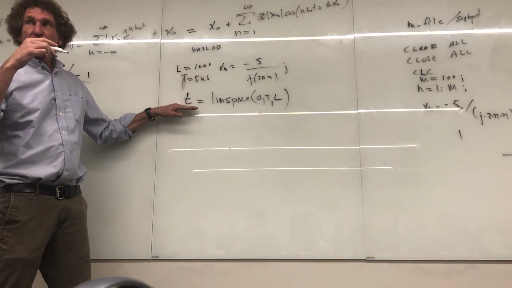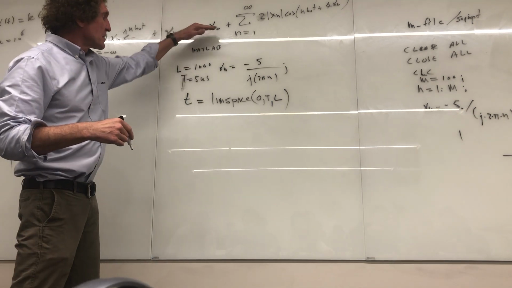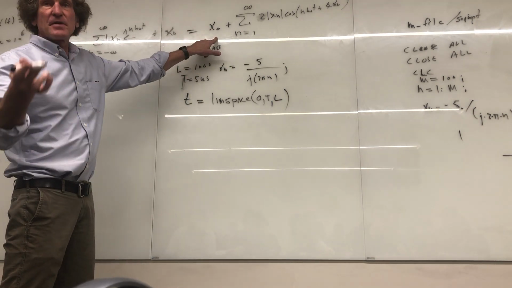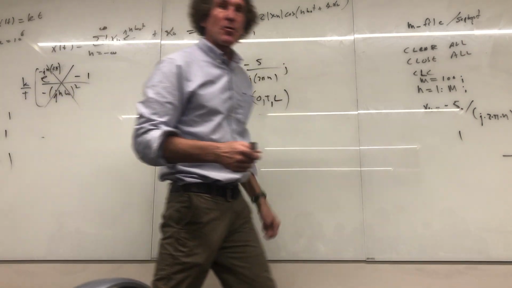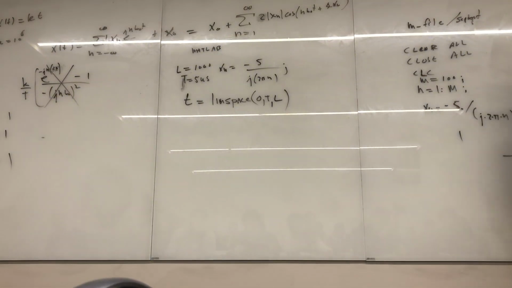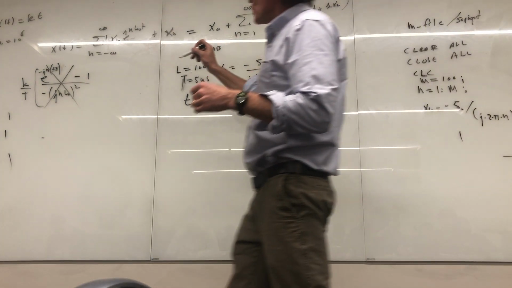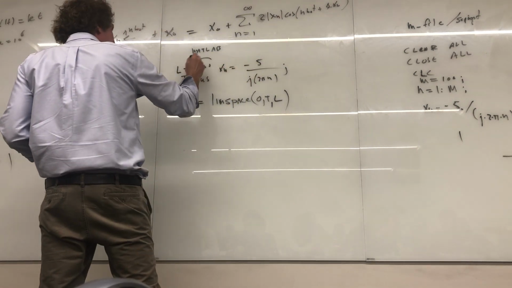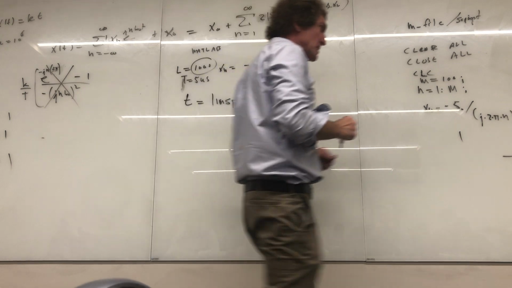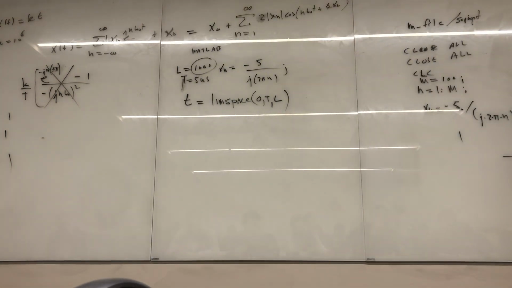Now, to get this function, you've got x naught. You've calculated that, right? This is the function you want to get. So you need a for loop. So I is going to be the index on your for loop, and it's going to go from 1 to the value 1,000, because there's 1,000 points there. Or just put 1 to L.